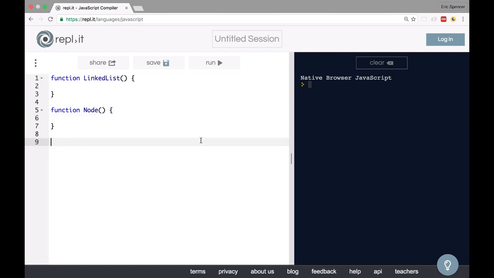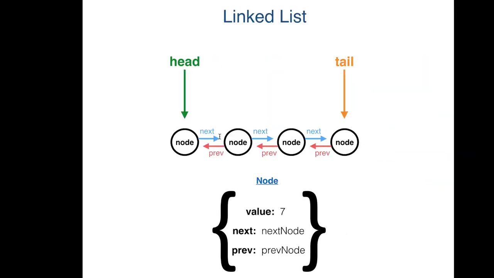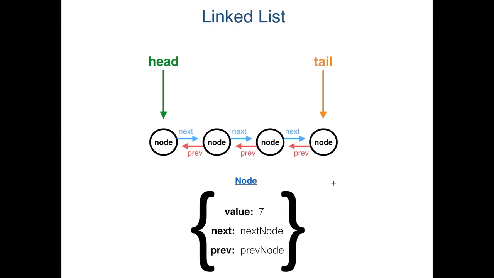Okay, great. So we know that our linked list and our nodes are both going to have some properties on them. Well, which properties are they going to have? We can check that out over here on our diagram from before. We can see that each node will have three properties on it. It will have a value property, which will be some data. It will have a next property, which will basically encompass or point to the next node in the list. And it will have a previous property that will point to the previous node in the list.